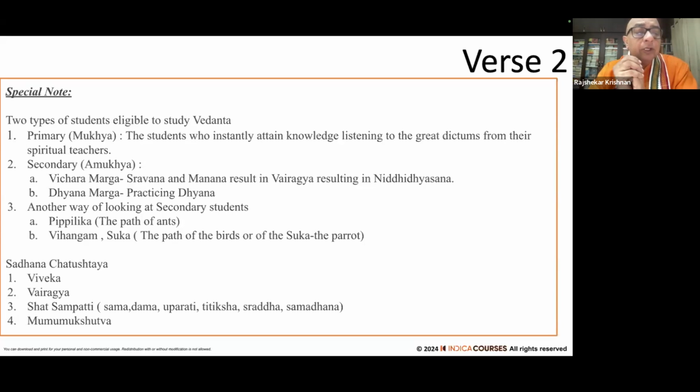Of course, in the traditional Advaita Vedanta, we have Viveka, Vairagya, Shat Sampati, Shamadama, Uparati, Titiksha, Shraddha, Samadhana, and Mumukshutva. So this is how this particular shloka is being interpreted, and this would be there for each of the other 14 shlokas that are going to be there in a session.